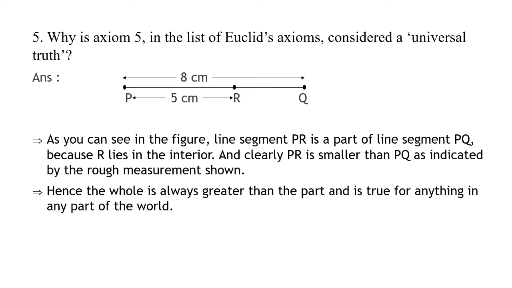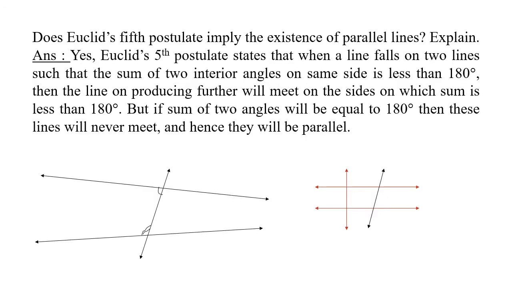Now, the question: why is axiom 5 in the list of Euclid's axioms considered a universal truth? So, axiom 5 says that the whole is always greater than the part, and that will remain true anywhere in the world. I have given a small example, you can see that PQ equal to 8 centimeter, PR equal to 5. So, when a point R lies on PQ, PR has to be smaller than PQ. Now, Euclid's fifth postulate is very important. When a line falls on two lines such that the interior angles on the same side of the transversal sum to 180 degree, then the lines will be parallel.